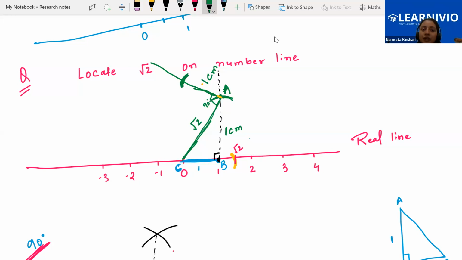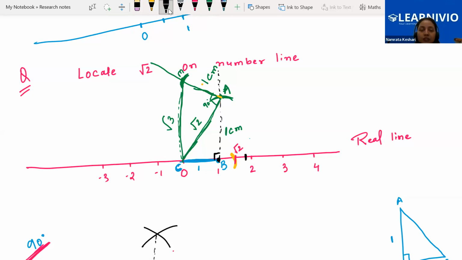Done. Ayan, Farhan and Sarah. Yes, ma'am. Now we will join, let's say this is point M. Now we will join point C with point M, and this is root 3 unit. Join it. Take root 3 measurement in your compass and locate it on your number line.